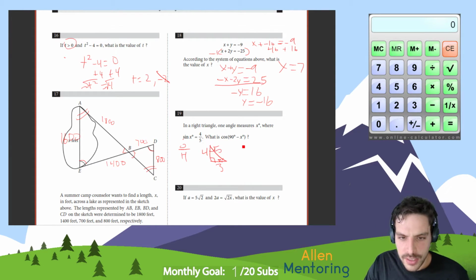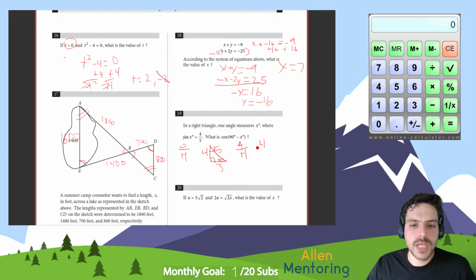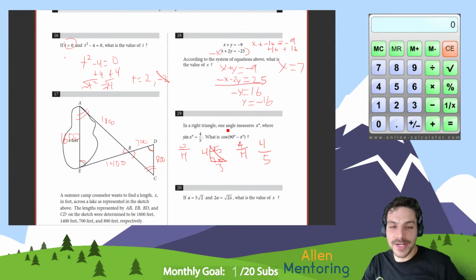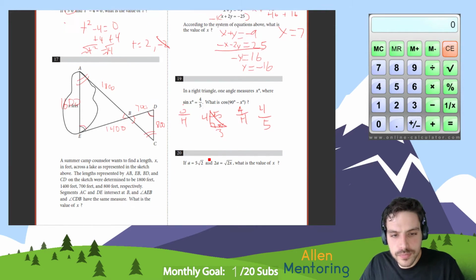Well, cosine, we know, is adjacent over hypotenuse, okay? So in this case, we want to see what is adjacent to this angle. Well, that's going to be 4. And what is the hypotenuse of this triangle? 5. So actually, cosine of 90 degrees minus x is also 4 over 5, funny enough. Okay, and this is true for all triangles. You'll have this relationship. Pretty cool.